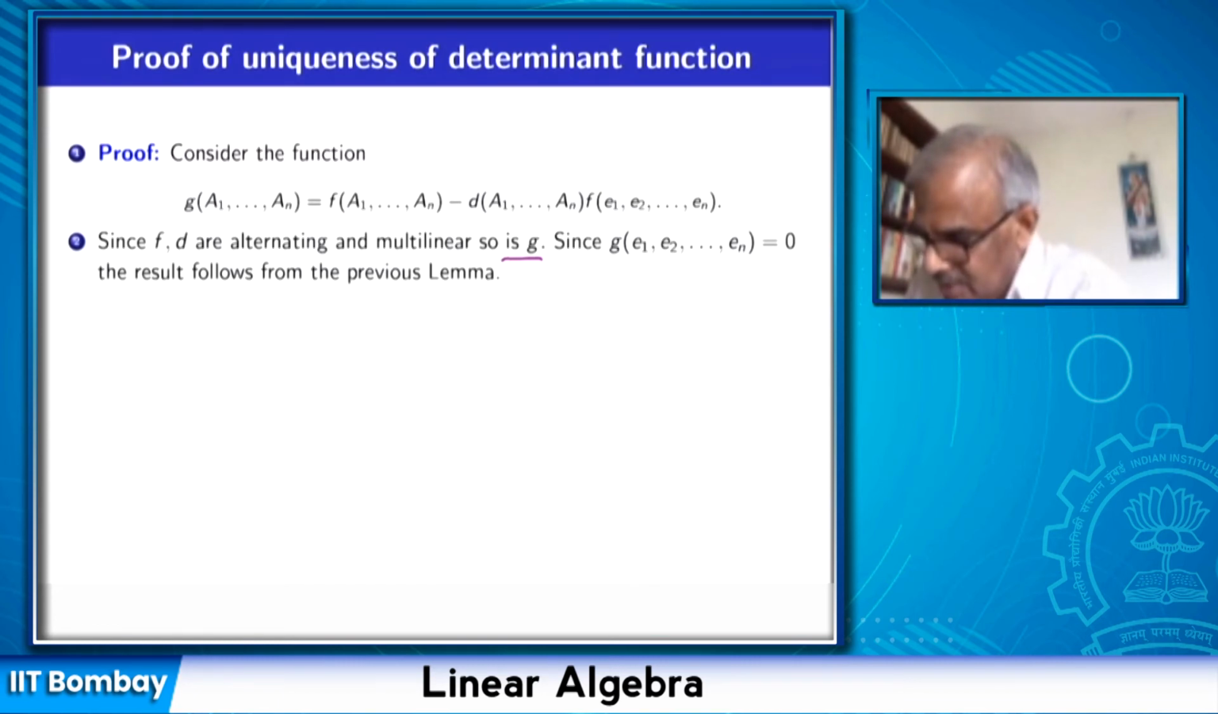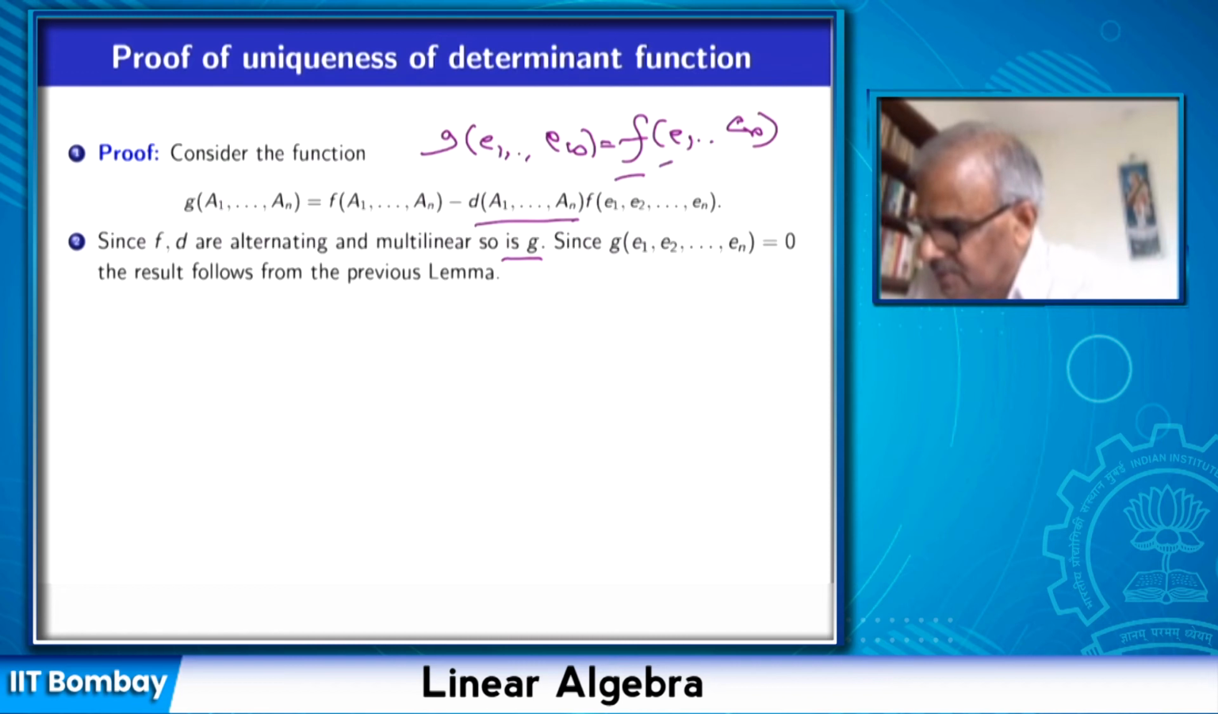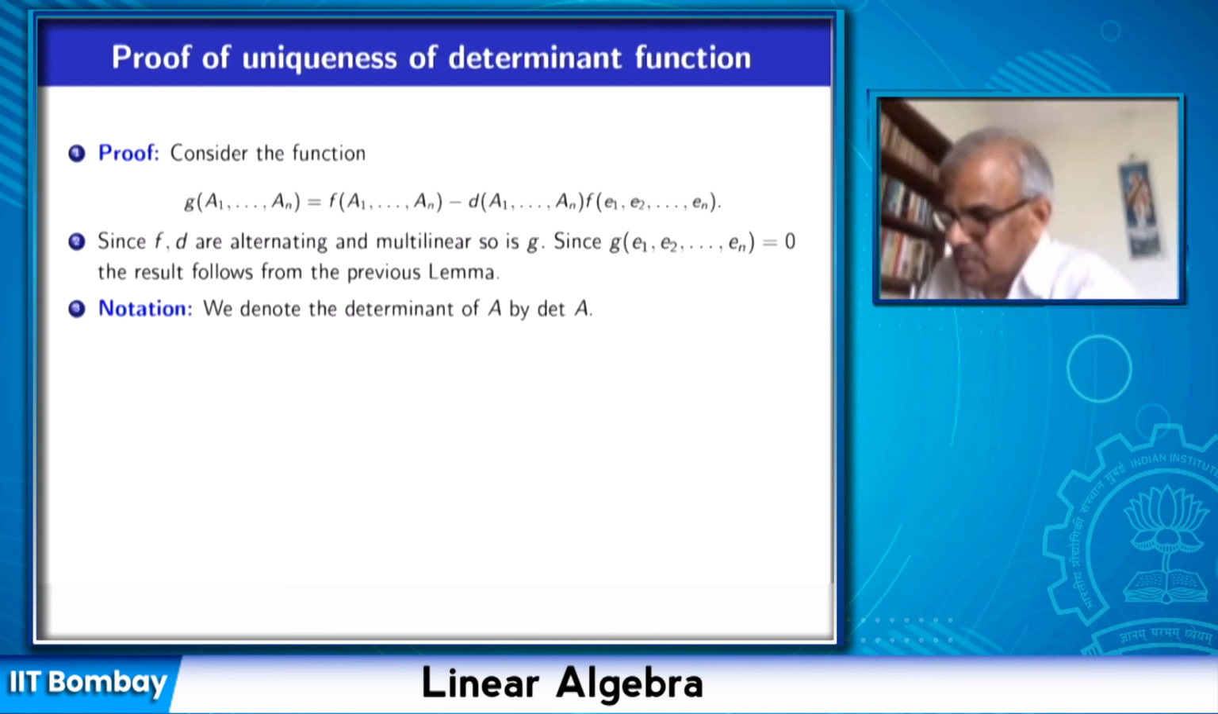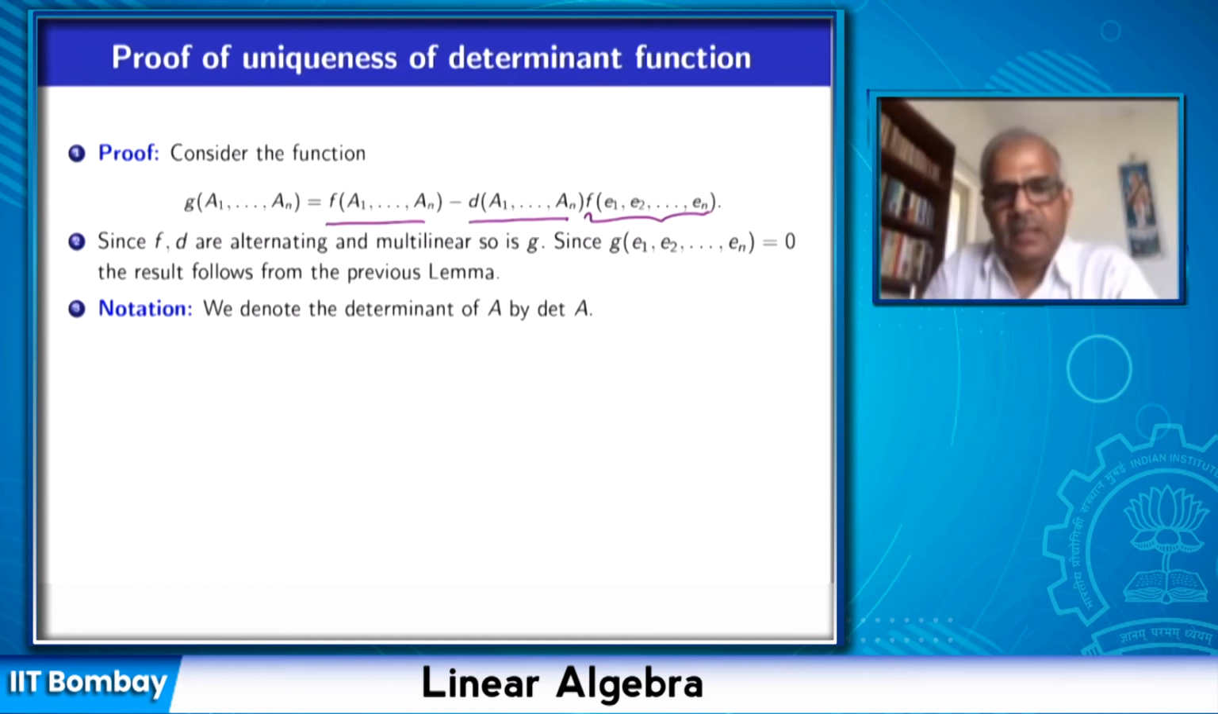But look at the value of G at the identity matrix. If I take the value of G at the identity matrix, this is F of the identity matrix minus D of the identity matrix, that is 1, times F of the identity matrix, so it is 0. So G is a multilinear alternating function, and its value on the identity matrix is 0, and therefore it must be the 0 function. Once it is the 0 function, F is a scalar multiple of the determinant function, and if F itself is a determinant function, then this is 1, and therefore F will be equal to D. So uniqueness follows. Yeah, any questions?